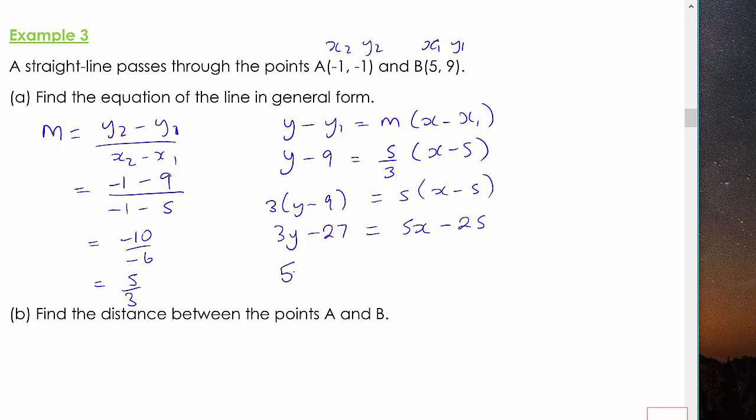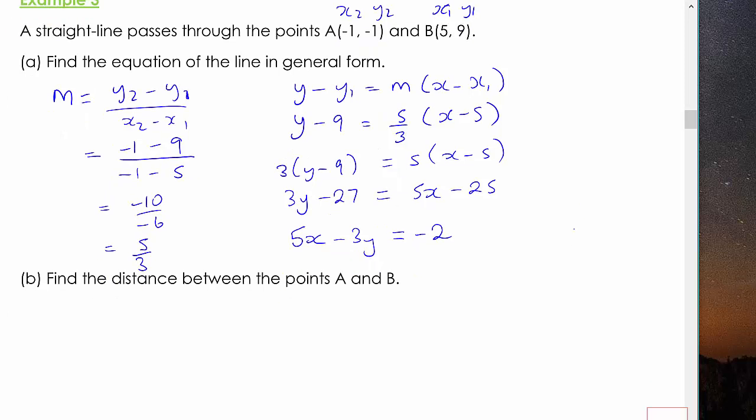So 5x, bring the 3y over to be with the 5x, minus 3y. So those have gone to this side. Now bring the -25 over this side. -27 plus 25 is -2. And then we have general form.